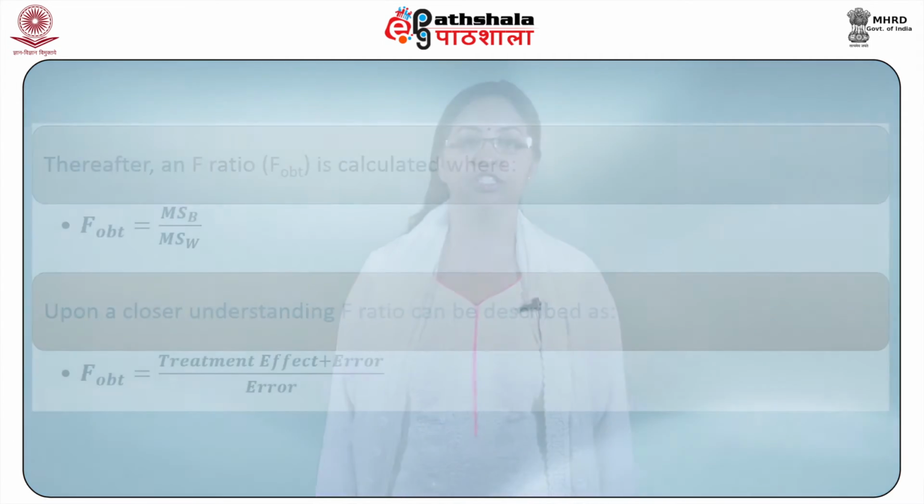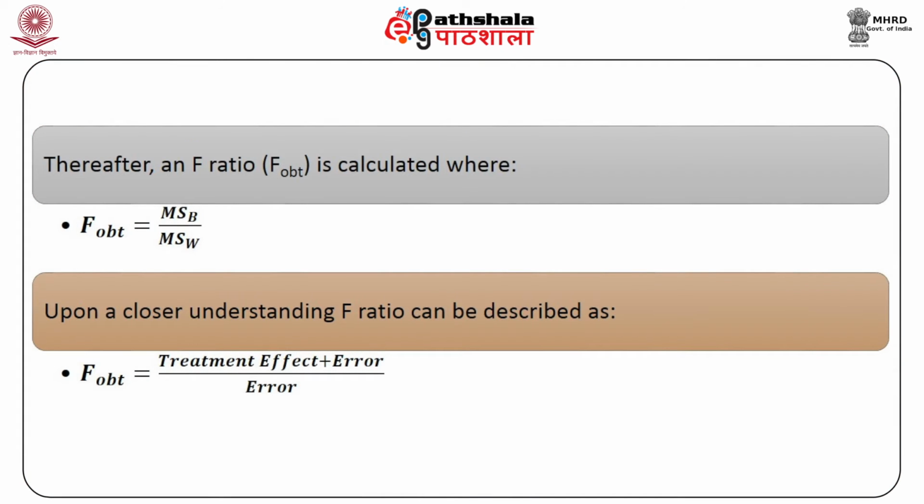Thereafter, an F ratio or F obtained is calculated, where F obtained is equal to the mean sum of squares between groups upon the mean sum of squares within groups. The mean sum of squares within reflects differences among the subjects exposed to the same treatment. This variation within any one group is a function of the specific subjects selected at random for the group or allocated at random to the group. This variation can be attributed to random sampling fluctuation, that is sampling error.